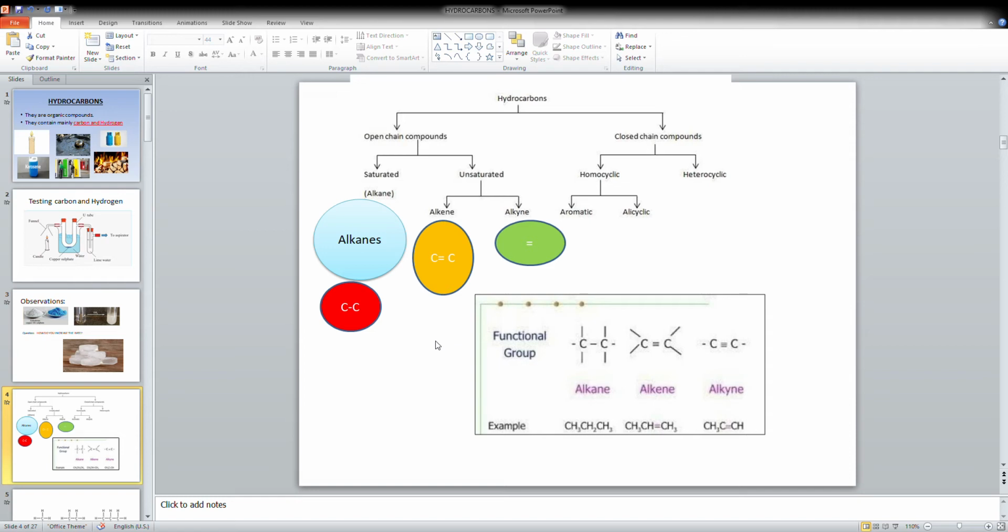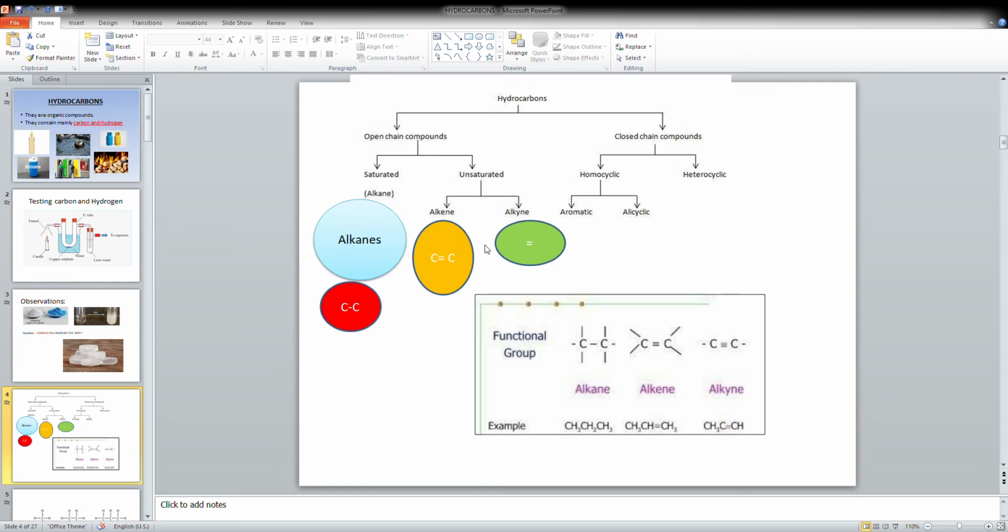In organic chemistry, you can learn the different classifications of hydrocarbons. But at O-level, we just need to know one side of the hydrocarbons, which we call open chain compounds, or the normal simple organic compounds. They are basically three types. We call them alkanes, alkenes and alkynes.